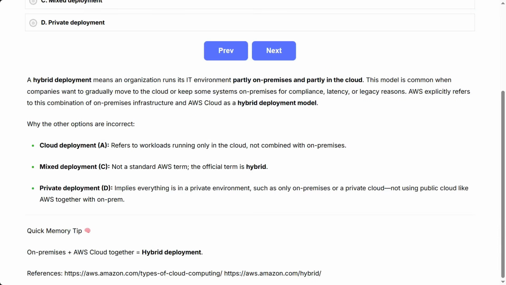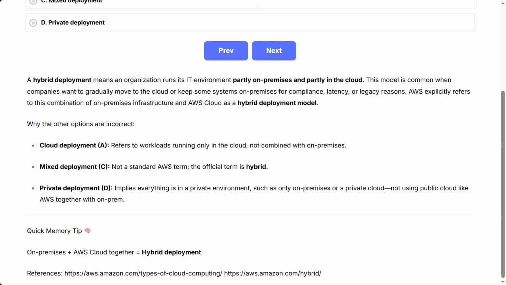This model is common when companies want to gradually move to the cloud or keep some systems on-premises for compliance, latency, or legacy reasons. AWS explicitly refers to this combination of on-premises infrastructure and AWS Cloud as a hybrid deployment model. Why the other options are incorrect? Cloud deployment, A, refers to workloads running only in the cloud, not combined with on-premises. Mixed deployment, C, is not a standard AWS term. The official term is hybrid.